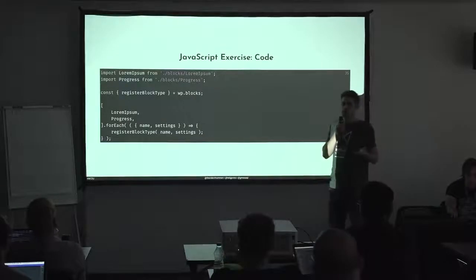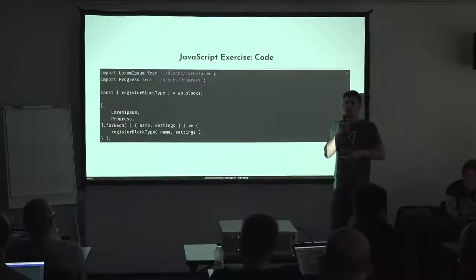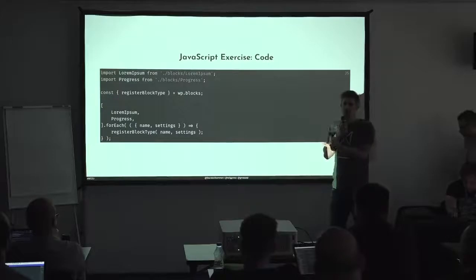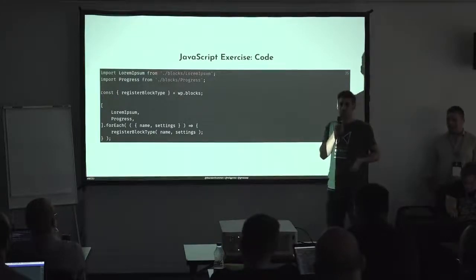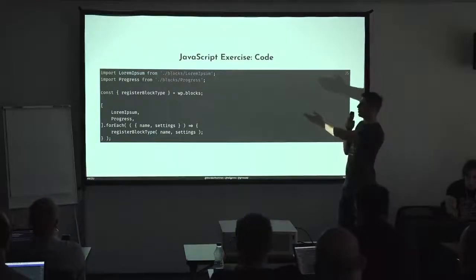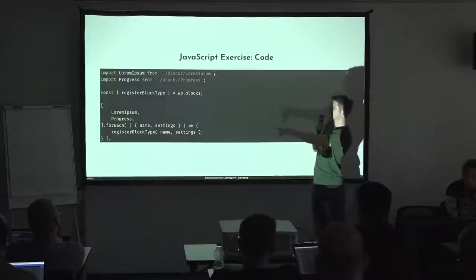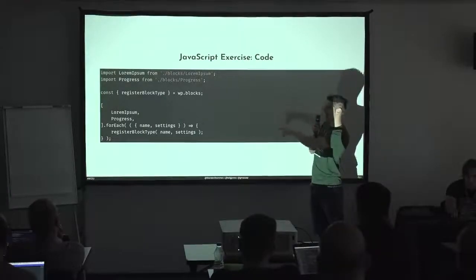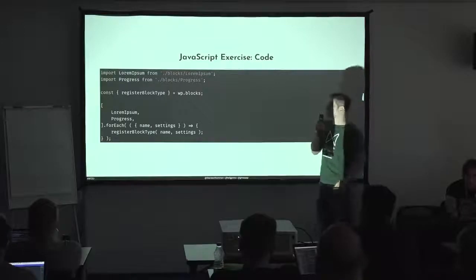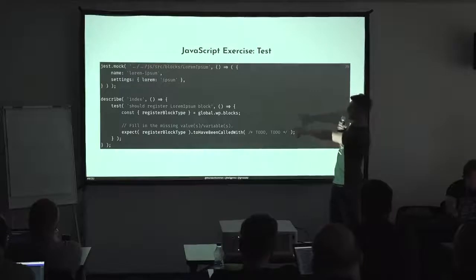This is a dependency. We don't want them to be real, because maybe things will change over time, which makes our test break, which is not directly related to them. Tests should only break if the unit you're testing changes. In the production code, we take this register block type function, pass an array of the two blocks, and then we call register block type with the name and the settings property of the two blocks. So what is missing here is that this should have been called with two things.